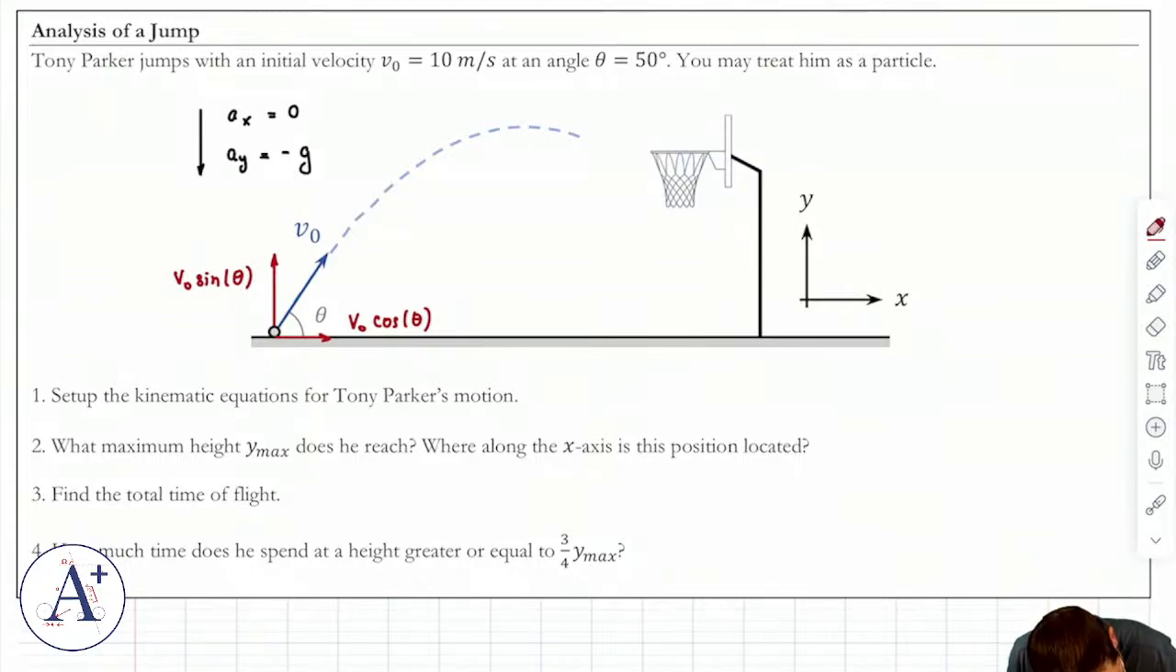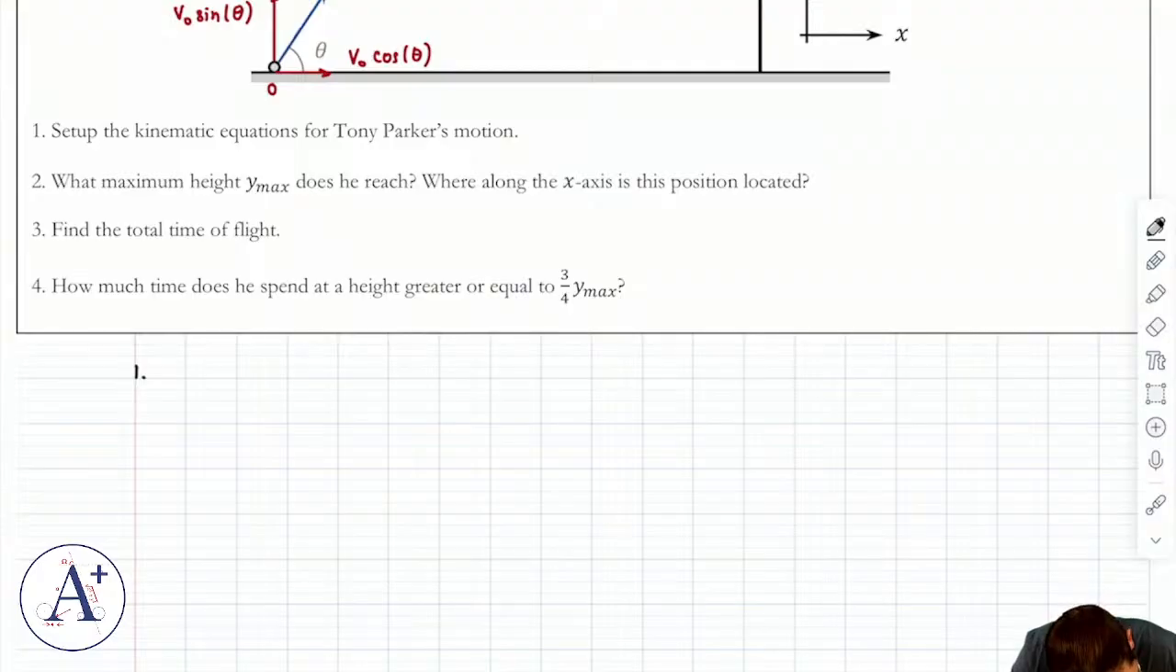And we'll just choose our origin right here where we launch, so x naught and y naught are going to be 0. In other words, our kinematic equations are going to be the same as the kinematic equations we just derived. Okay, so let's just write them down so that we have them. X of t is going to be v naught cosine theta t.